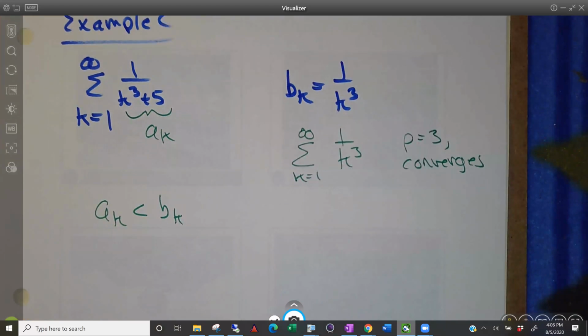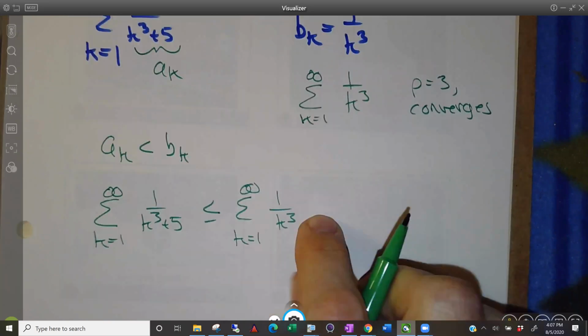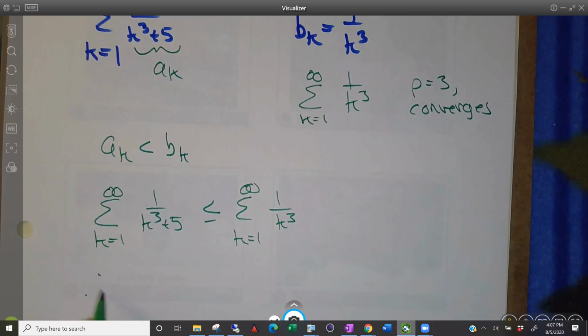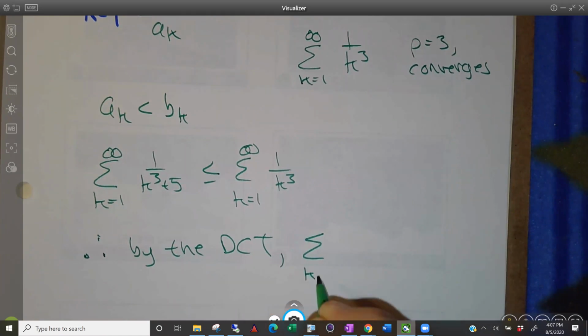So that's cool. That means the sum from k equals 1 to infinity of 1 over k cubed plus 5 is less than, you can put less than or equal to if you want, it's actually going to be strictly less than the sum from k equals 1 to infinity of 1 over k cubed, which converges. We know this is finite. So therefore, by the direct comparison test, and I'm getting lazy here, the direct comparison test, this sum converges.